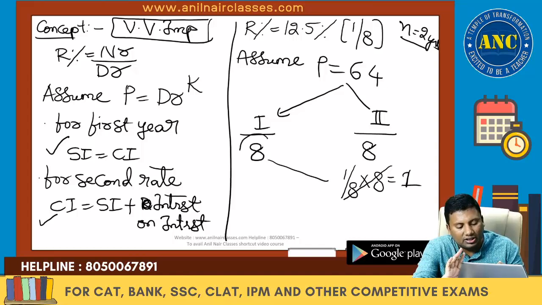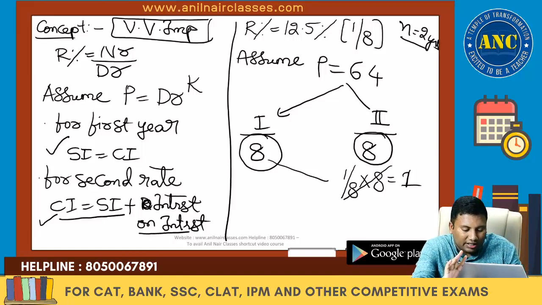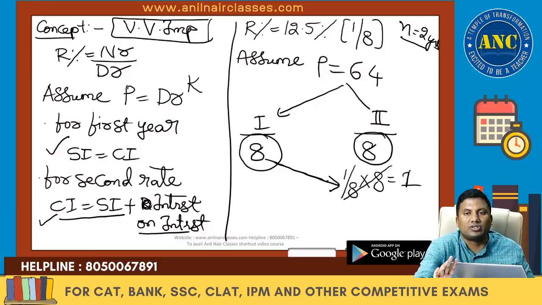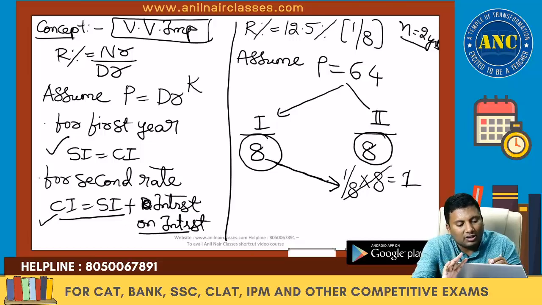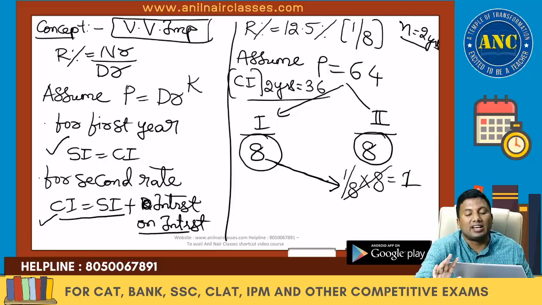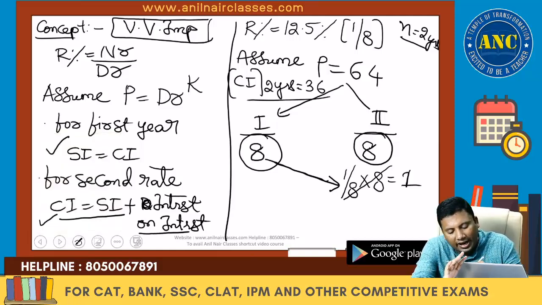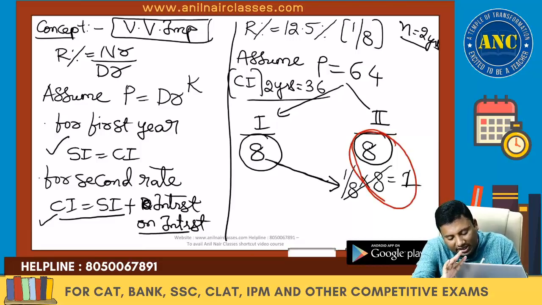First year it is 1/8 of 64. Second year it is 1/8 of 64. But second year it is SI plus interest on interest. First year interest is 8. On that interest, 1/8 of 8. So what is the question that he has asked? CI for 2 years is 36 I gave. So this is nothing but 8 plus 1 is 9. This is the CI for second year.